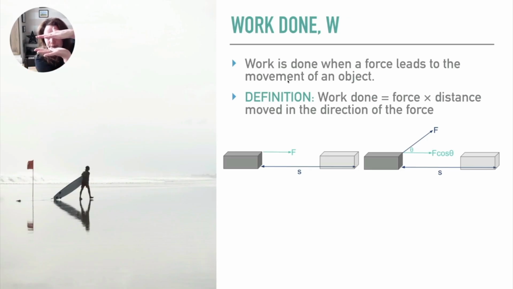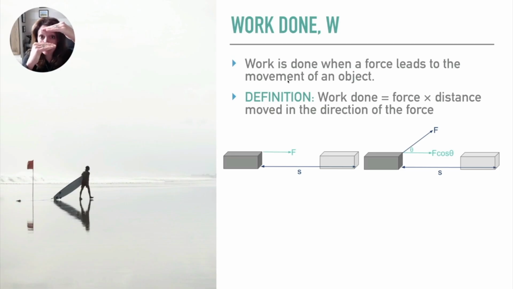They're both parallel. But in the second diagram, the force is not parallel to the distance moved. The force is at an angle to the distance moved. So we can't just simply say force times distance because we're looking at the component of force that is parallel to the distance moved. We have to work out the component of force. The component of force in this case, which is parallel to the distance moved, is equal to F cos theta. Our equation becomes force, which is F cos theta, times distance, which is S.